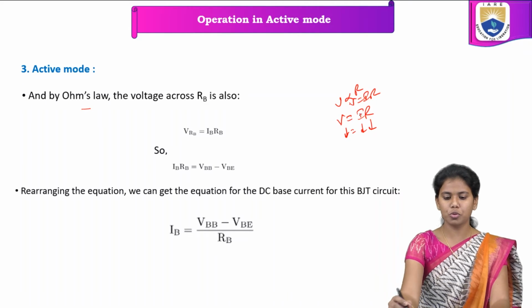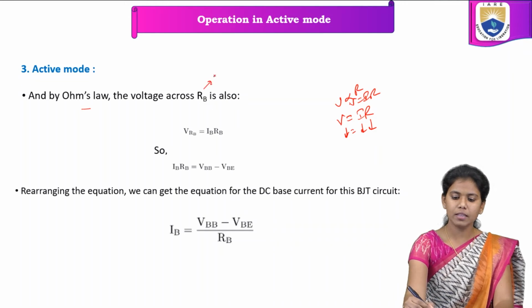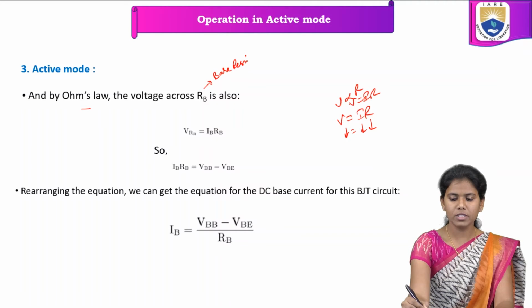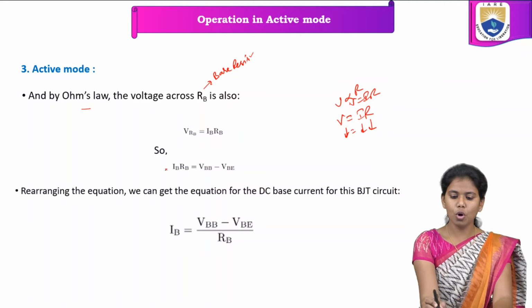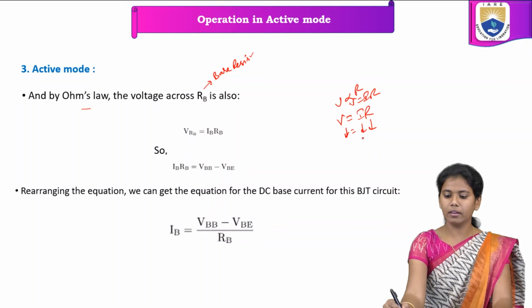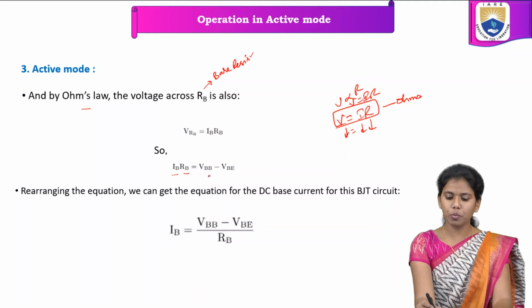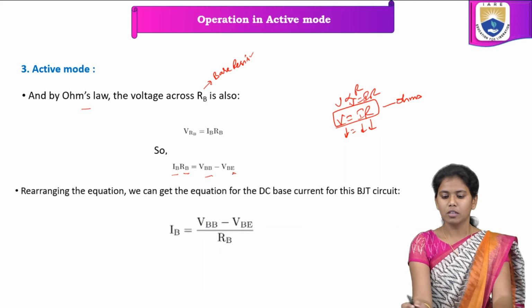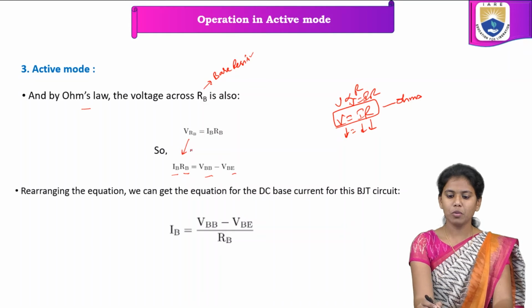So by using this Ohm's law, the voltage across RB, which is nothing but the base resistance, is given as VRB equals IB RB. We know that V equals IR as per Ohm's law. So IB RB equals VBB minus VBE. Simply, by using Ohm's law, V equals IR, IB RB equals VBB minus VBE.